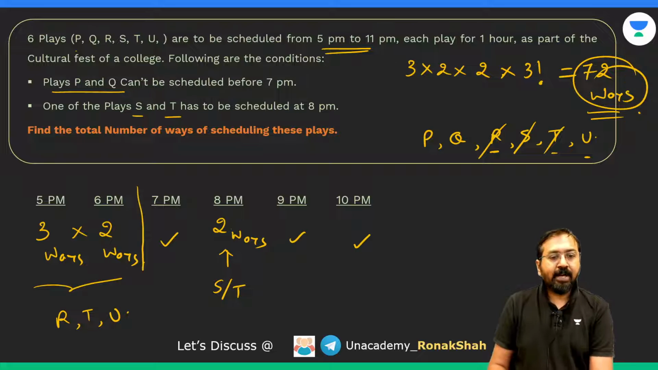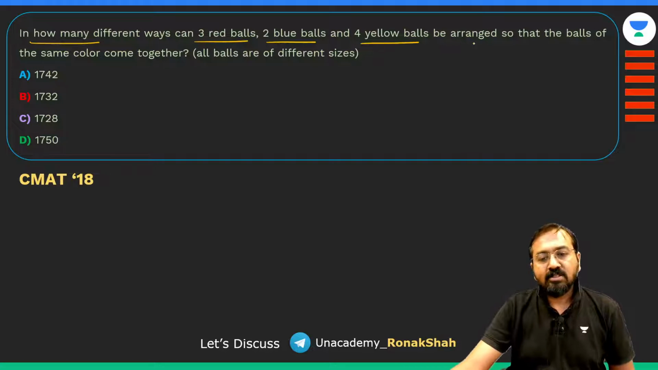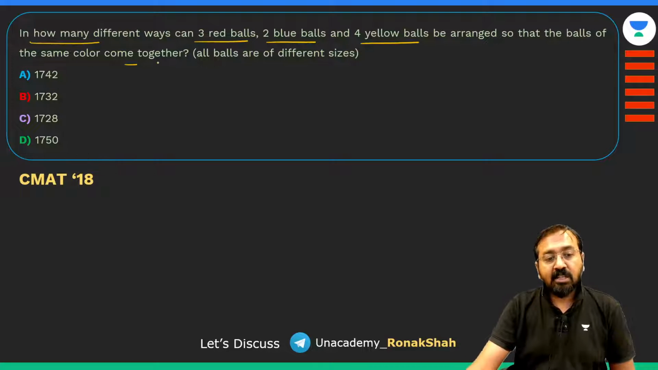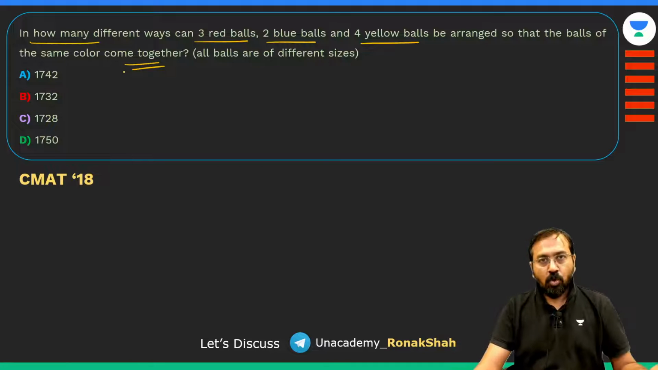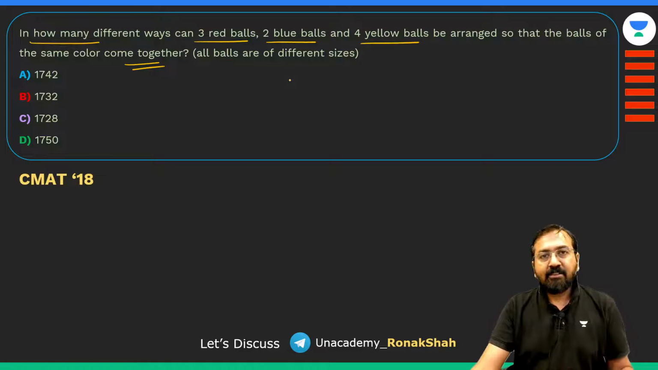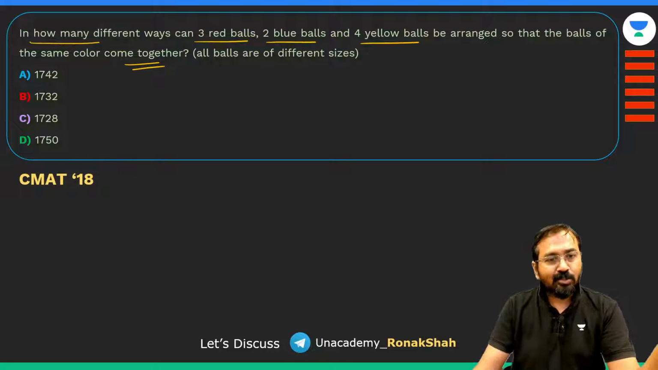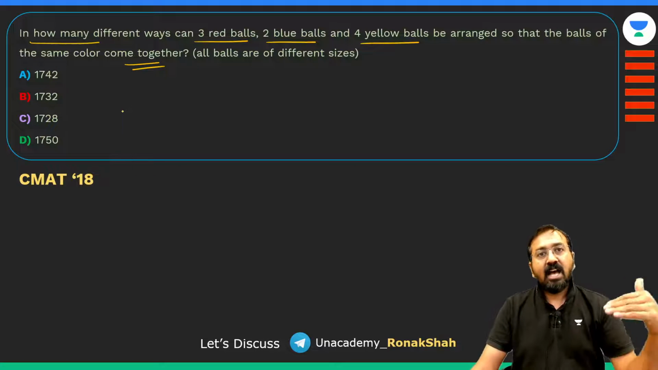Right. Now guys, let's look at a CMAT question. In CMAT from permutation, this kind of question was asked: in how many different ways can 3 red balls, 2 blue balls and 4 yellow balls be arranged so that the balls of the same color come together? Now actually this question was wrong in the CMAT exam. They didn't mention that all balls are of different sizes. Unless they mention that, the question can't be solved. But based on the options given, the only way to solve this question is to assume that the balls are of different sizes, only then you can arrange them and get such higher values, right?